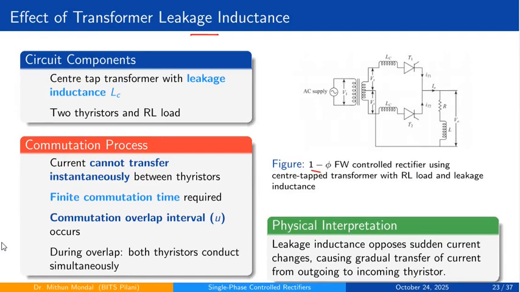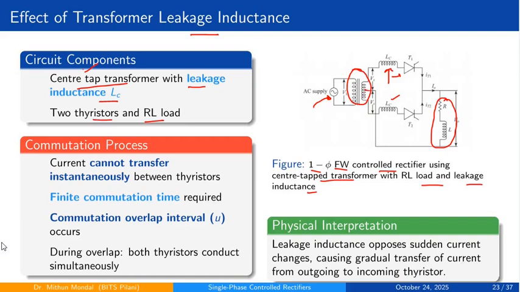So here we have a circuit which is a single phase full wave controlled rectifier. Now you have a center tap transformer with RL load and leakage inductance. So here you have the transformer and this is the input voltage, which is AC. At the output there is an RL load combination, and there is an inductor connected with the thyristor. This inductor is known as the leakage inductance. Now what is the importance of this leakage inductance? We will see. The circuit now has a center tap transformer with the leakage inductance LC and two thyristors with an RL load combination.